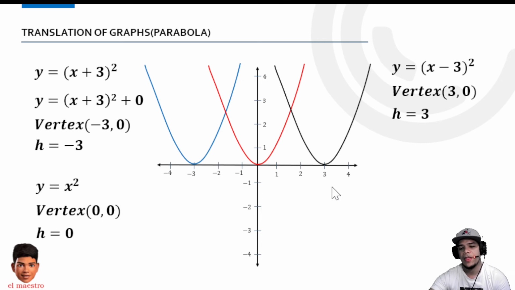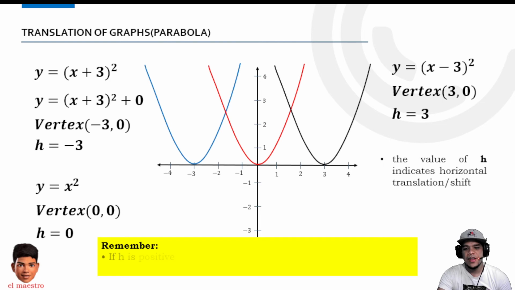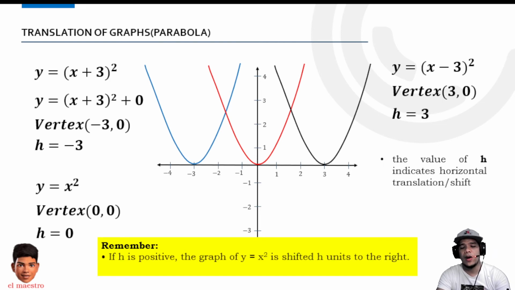So what did you notice? The h indicates horizontal translation. So h indicates where the graph is horizontally. It could be left or right. That's the purpose of h. So remember, if h is positive, the graph of y = (x − h)² is shifted h units to the right. When our h is positive, it goes to the right. But if our h is negative, our graph goes to the left. So that's the behavior of our graph, depending on the values of a, h and k.